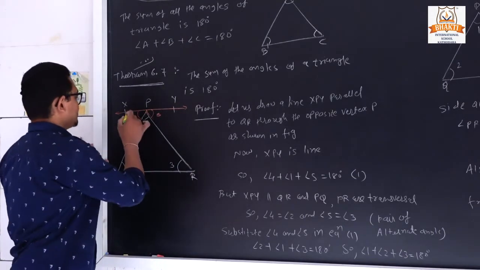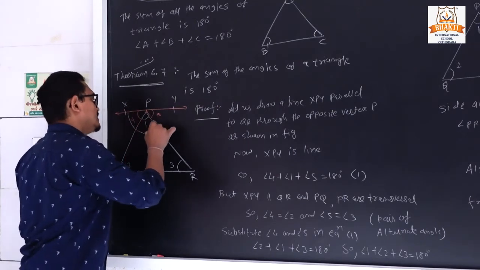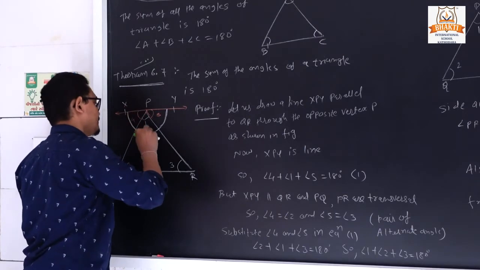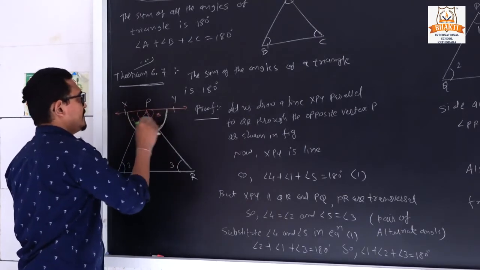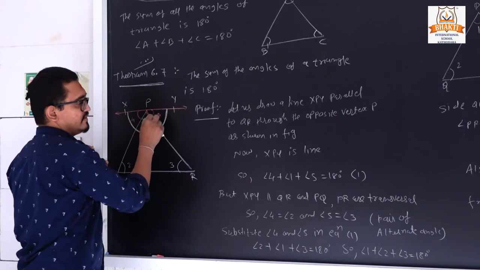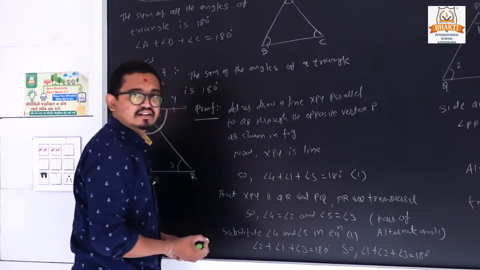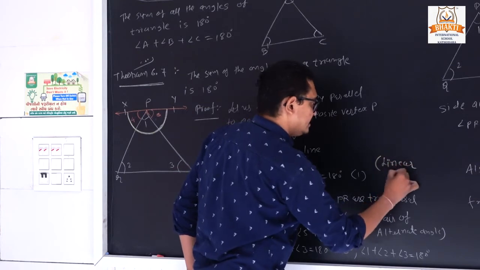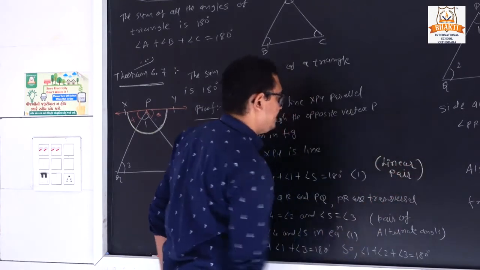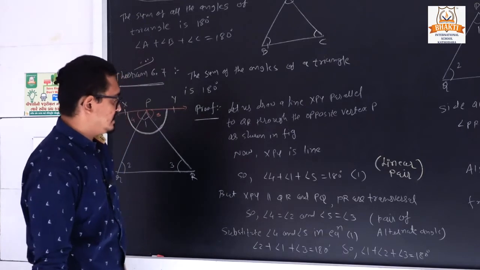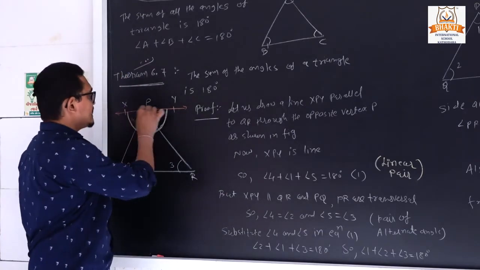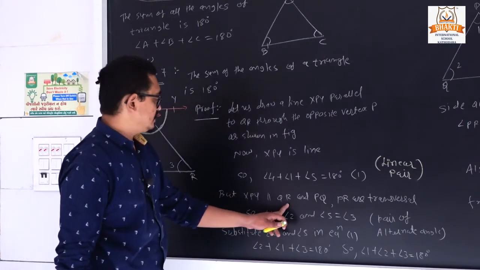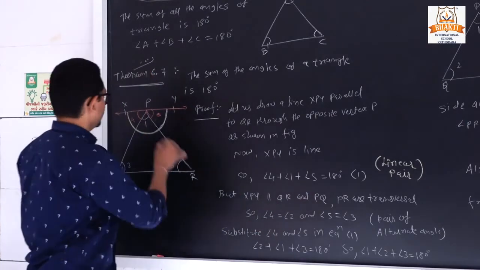So here see the sum of all three, these all three. So it is a linear pair. So 4 plus 1 plus 5 is equal to 180 degrees. Here which reason can we give? Linear pair. Now next, we already declared that XPY is parallel with QR and it is also parallel with PQ.